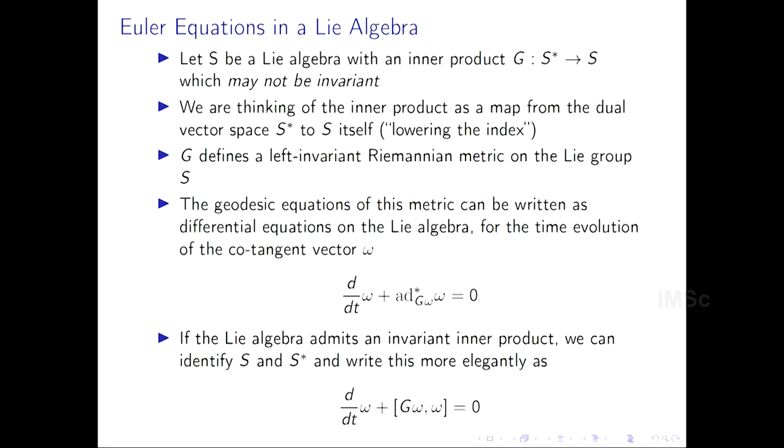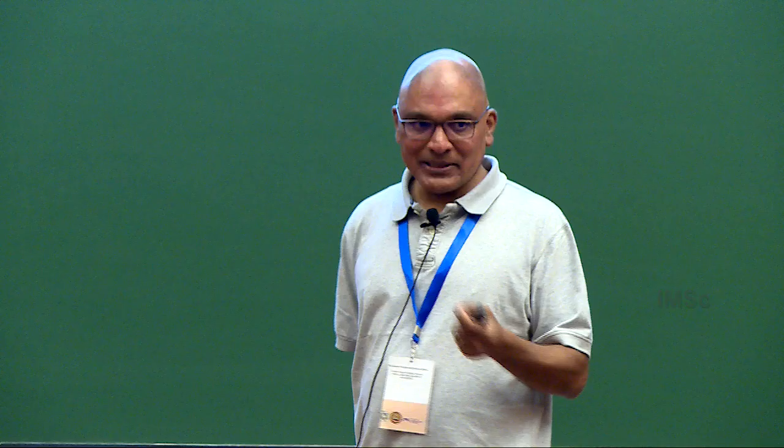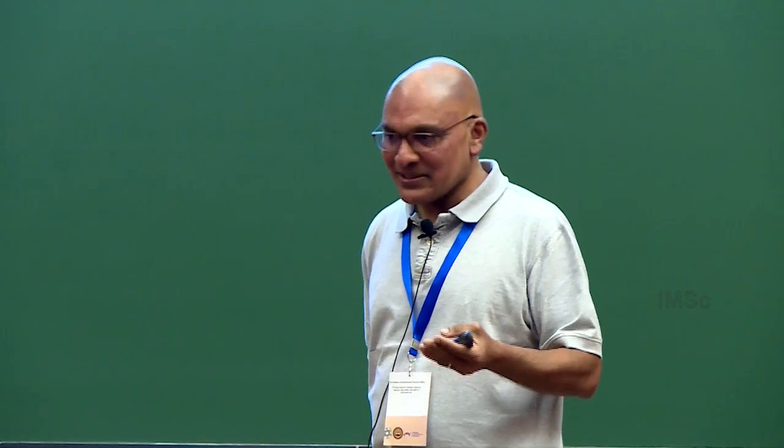which can be understood in terms of Euler equations. Euler equations are differential equations in a Lie algebra. Given a Lie algebra and a metric on the Lie algebra, you have a differential equation. It's important that this is not an invariant metric. If it's an invariant metric, the whole thing is trivial.